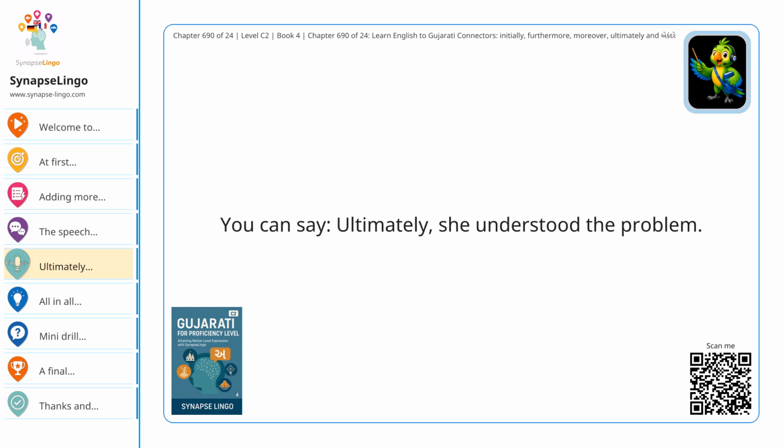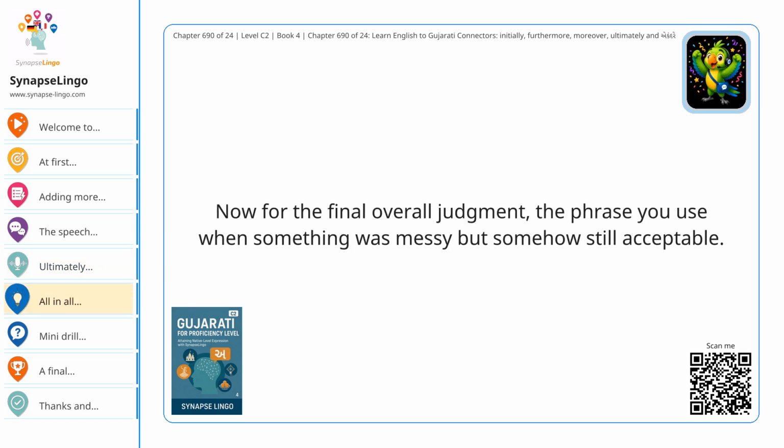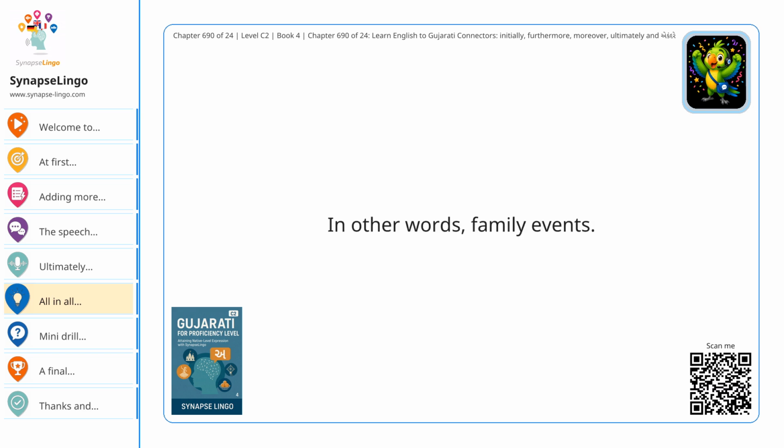You can say, ultimately, she understood the problem. In Gujarati, she આખરે understood the problem. All in all, not a disaster. Now for the final overall judgment, the phrase you use when something was messy but somehow still acceptable. In other words, family events. All in all in Gujarati is એકંદરે.